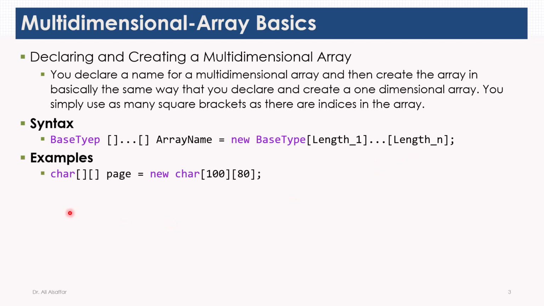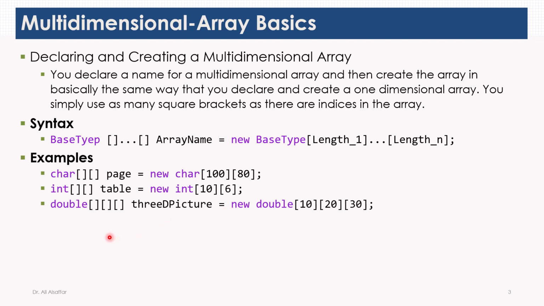Here are some examples. Here we have an array of two dimensions of type char. The first dimension is 100 and the second dimension is 80. So this is a two-dimensional array, and you can visualize it in a tabular form, where this dimension is the number of rows and this dimension is the number of columns. So here we have 100 rows and 80 columns. Another example, an array of type integer, we call it table. Again, it has two dimensions, so we can visualize it as a table where the number of rows is equal to 10 and the number of columns is equal to 6.